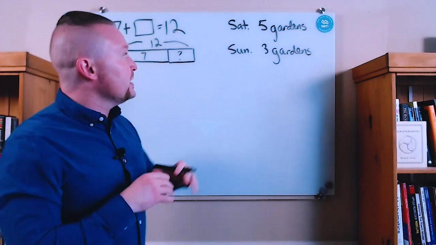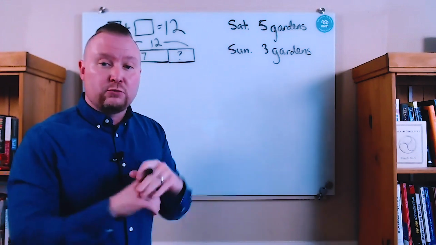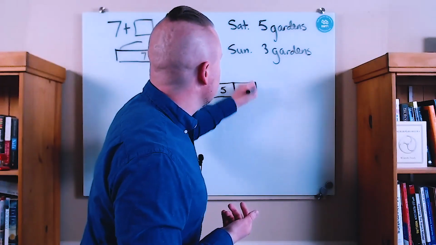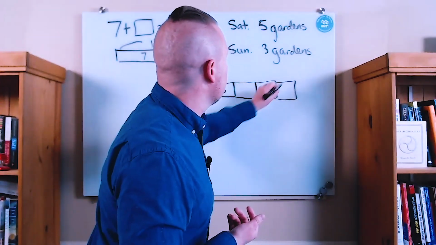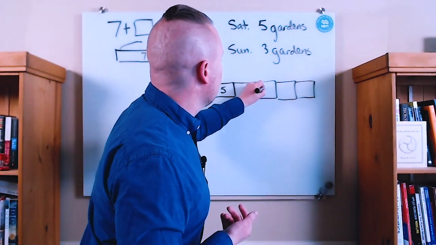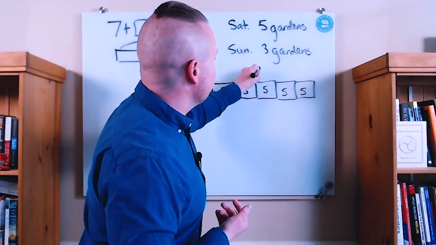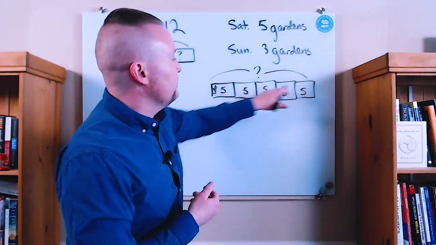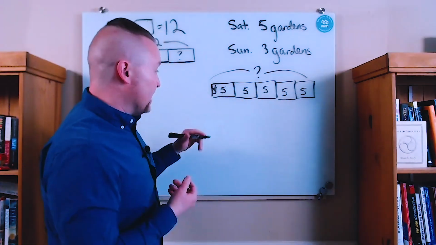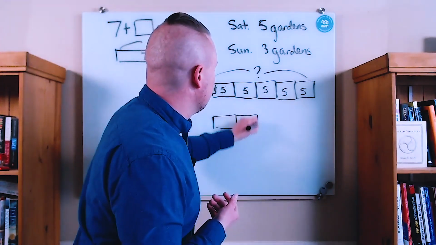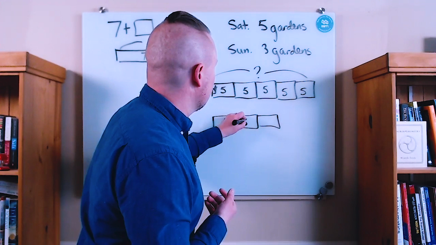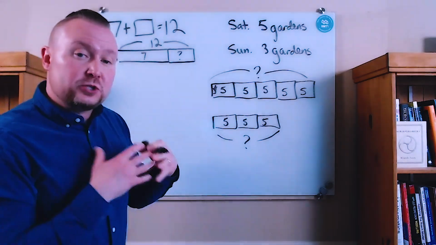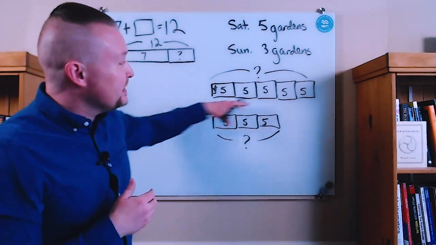The first thing we would do is represent the information that we know before we even worry about solving it. I'm going to draw a simple bar model for what she did on Saturday. That's how much money she earned. Each of those represents a garden, and she earned $5 each time. Now I'm going to do the same thing for Sunday, where she worked on 3 gardens. Just this situation alone tells me the key idea of what's happening in the problem.